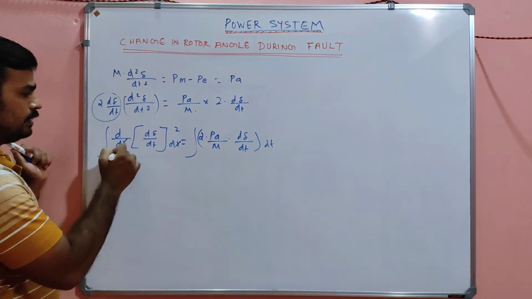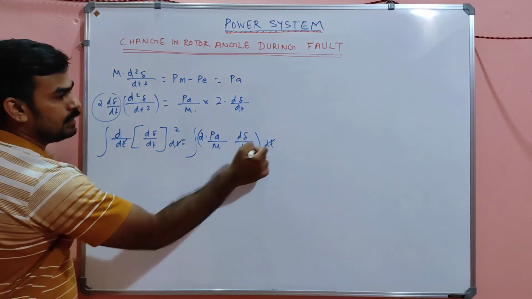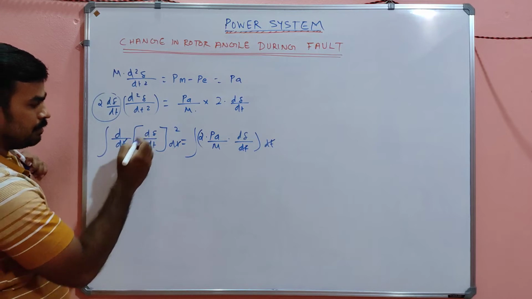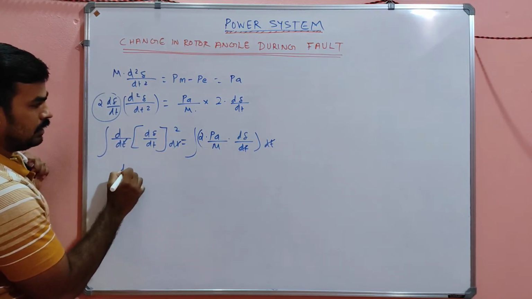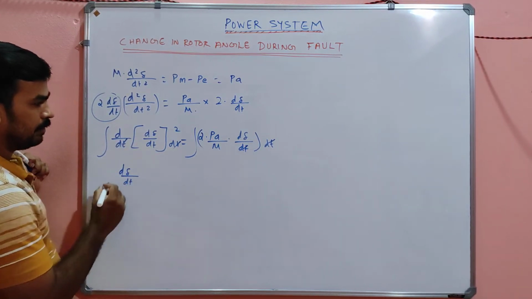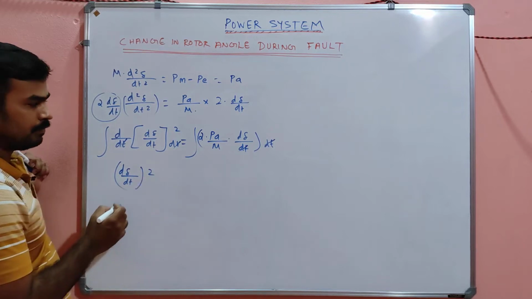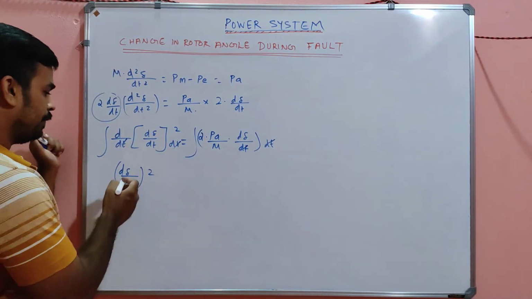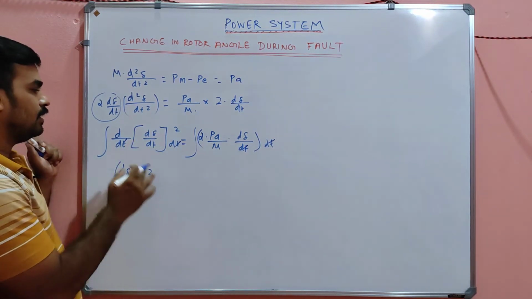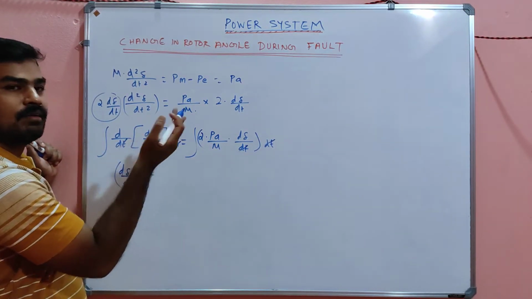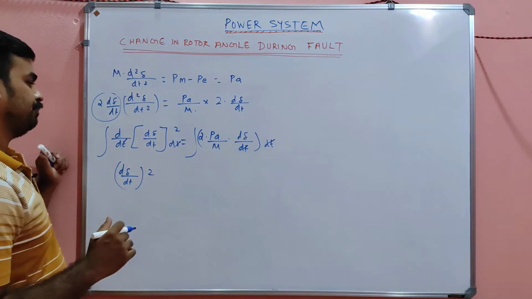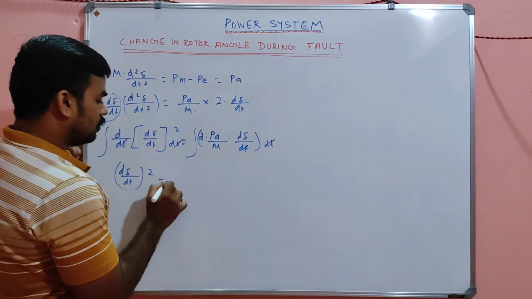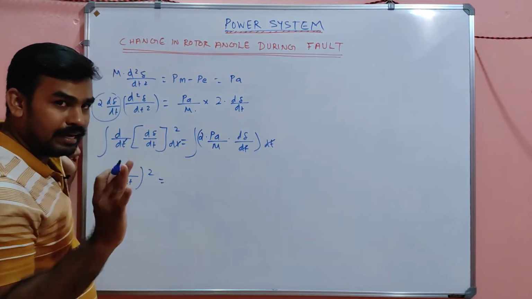What I get? This dt and dt get cancelled. So the remaining will be simply (d del by dt) the whole square. There is nothing left for the integration purpose, because dt has already cancelled. Simply (d del by dt) the whole square only will remain.